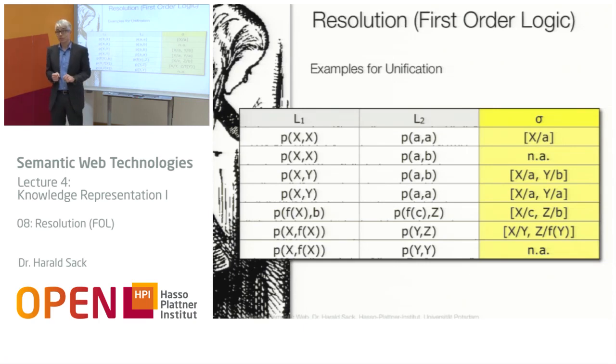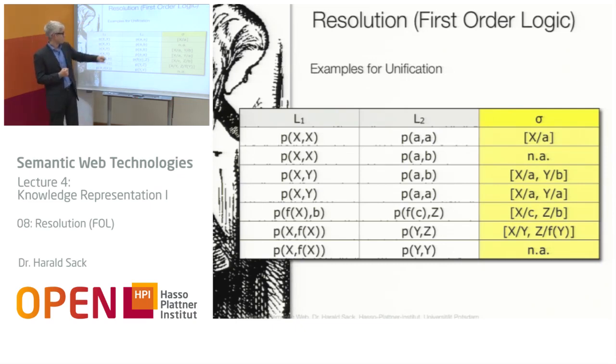Look at the second row there. It's a little bit more complicated. We again have p of the two variables x, and here we have p and two different constants, a and b. So the trouble here, you have the same function, and you have to either substitute x with a or x with b. So not both at the same time. So here it's not applicable, and you cannot unify these two terms. Here L sub 1 and L sub 2 are not unifiable.